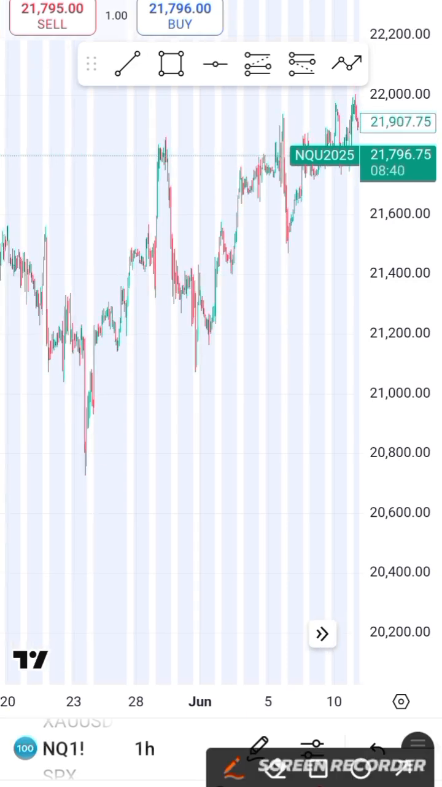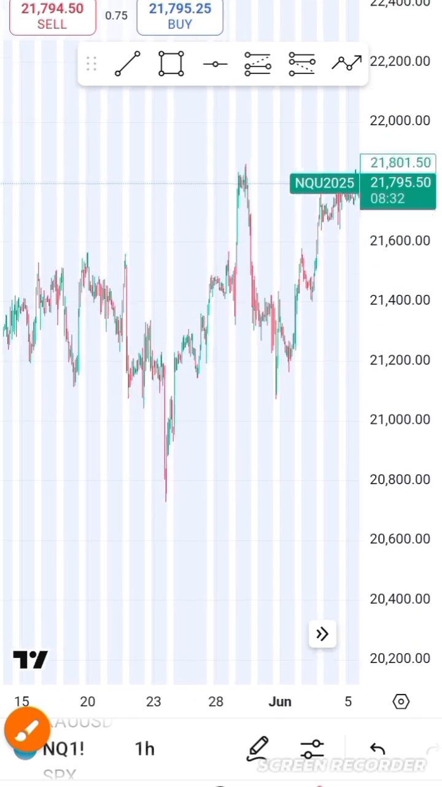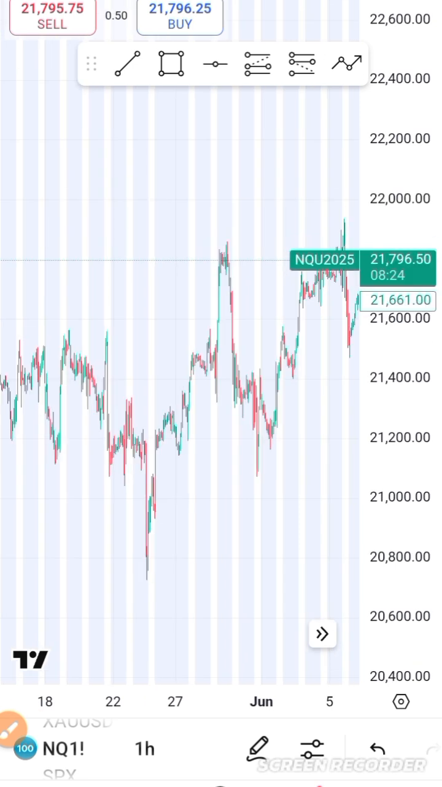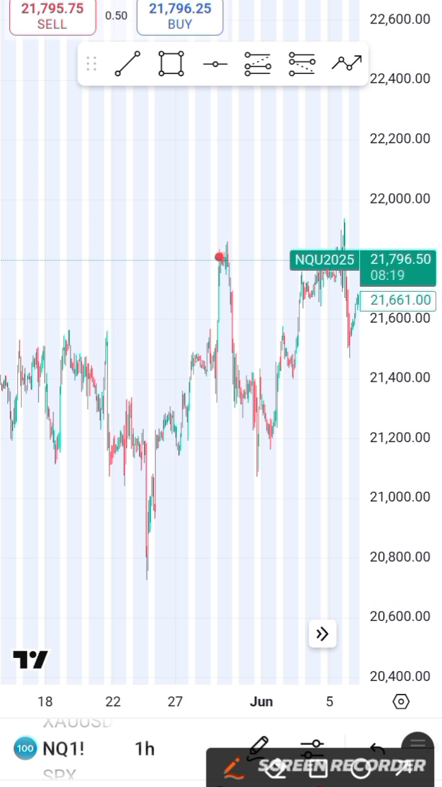As you can see here, the market gave you a reversal. It was selling here, then it reversed from here. It was engulfed by the bullish, then it went up, then it reversed even up here, then it went down, same as that.